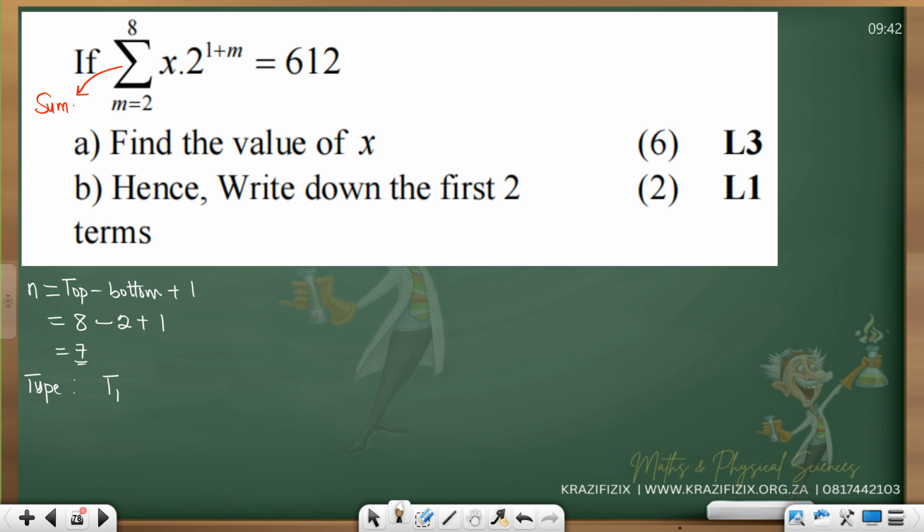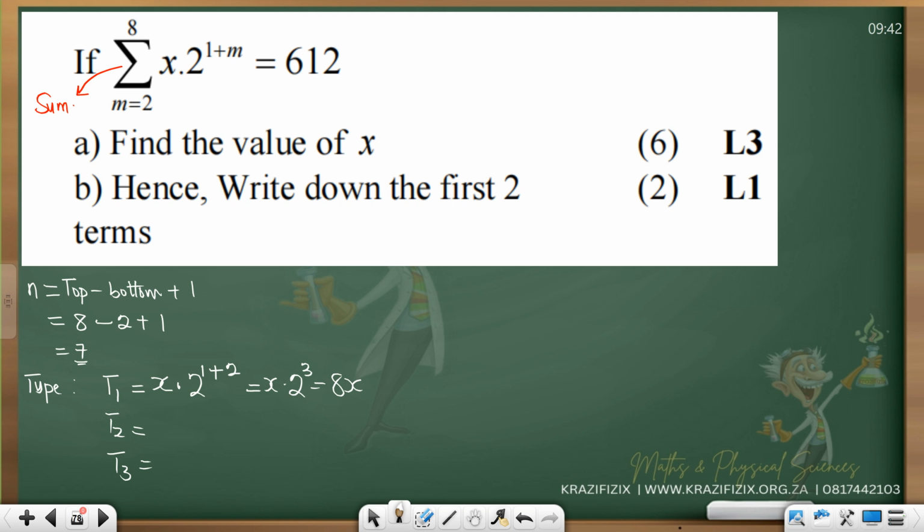Always, let's look for T1. Let's look for T2. You don't need more than 3. T1, what does it mean? X multiplied by 2, but instead of M, I'll put a 2. And this is X times 2 to the power of 3, 8x. That's my first term. Very, very important. Now we go to the next one.